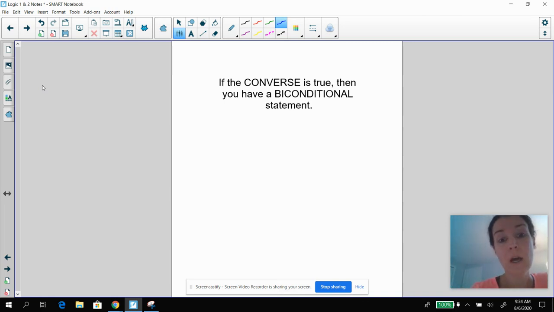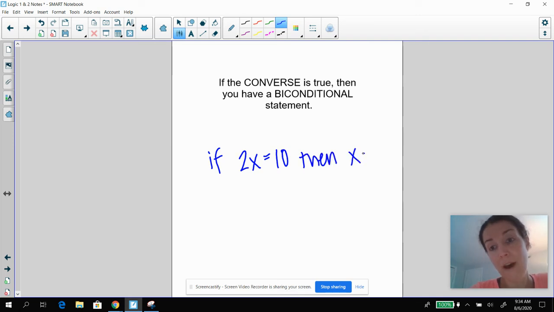Another example of this would be if 2x equals 10, then x equals 5. This would be another example of a biconditional statement. So the converse here would be if x equals 5, then 2x equals 10. And is that true? Yes. So that's what we call a biconditional statement. Okay.